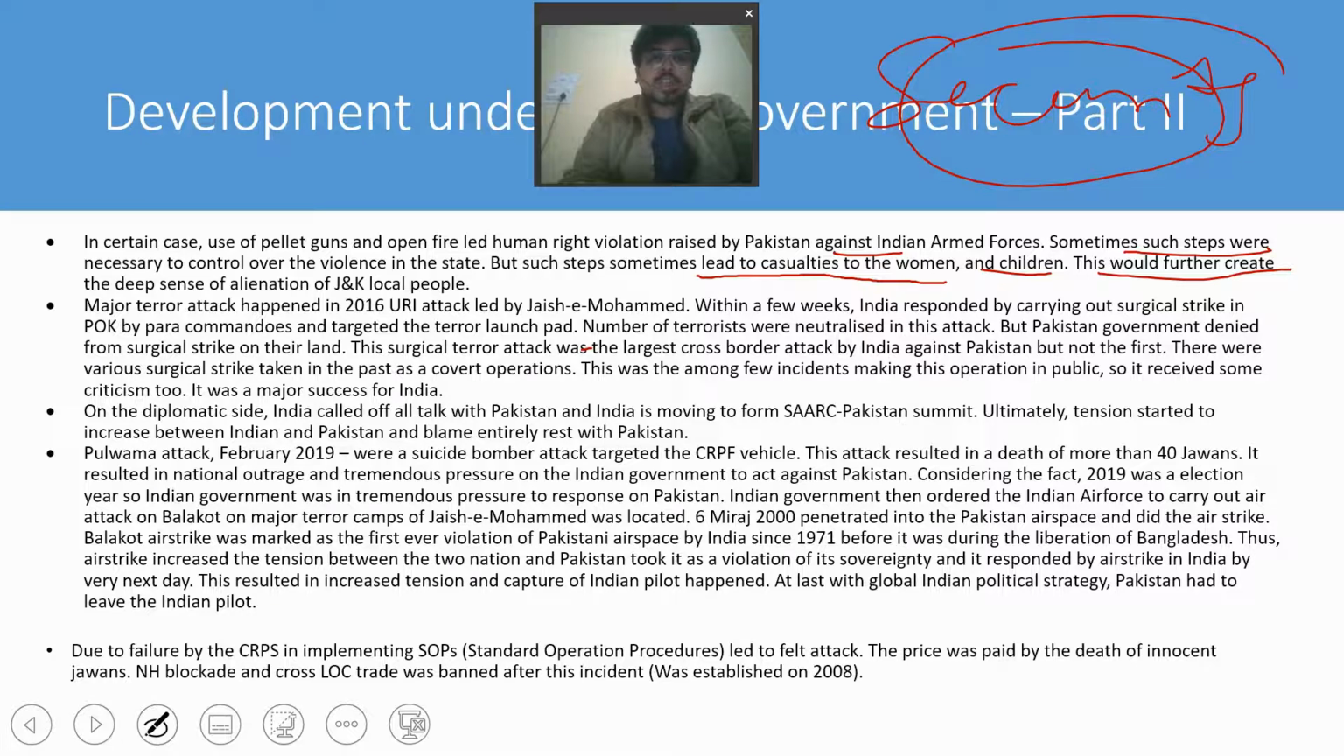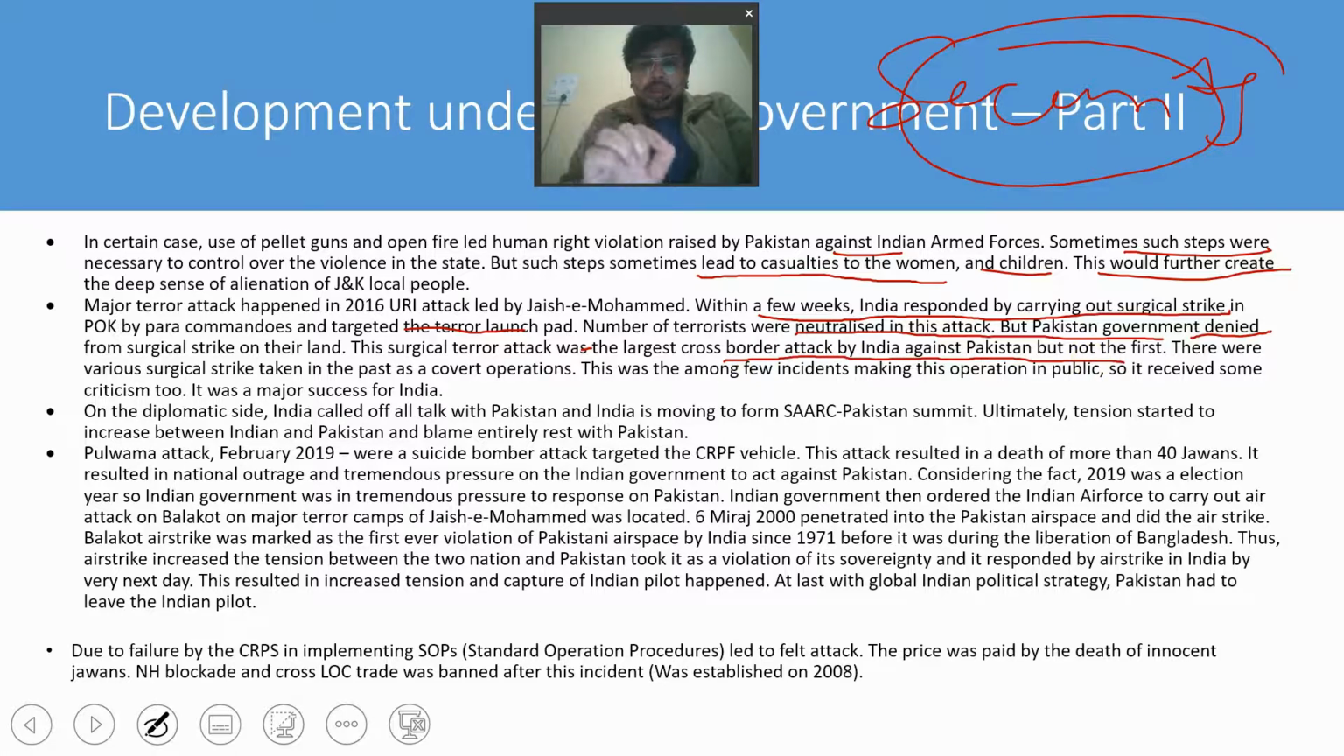The major terror attack happened in 2016, the Uri attack, that was led by the Jaish-e-Mohammed. Within a few weeks, India responded by carrying out a surgical strike in Pakistan-occupied Kashmir by para commandos and targeted the terror launch pads. A number of terrorists were neutralized in this attack, but the Pakistan government denied that any such attack happened. Obviously, they won't accept it. And this surgical strike was the largest cross-border attack by India on Pakistan, but this is not the first.